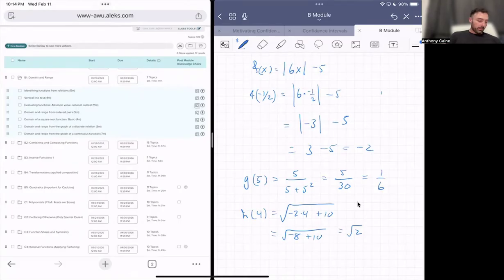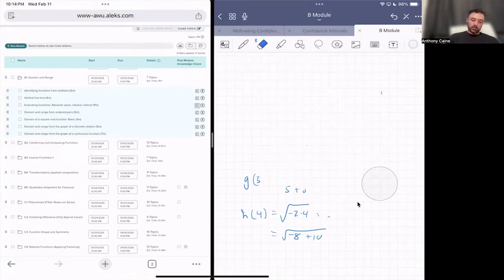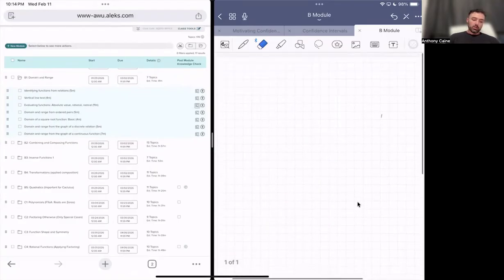All right, let's keep this going. Domain and range of ordered pairs. Okay, so now we're getting domain and range. So domain, it's all the possible inputs, and the range is all the possible outputs.